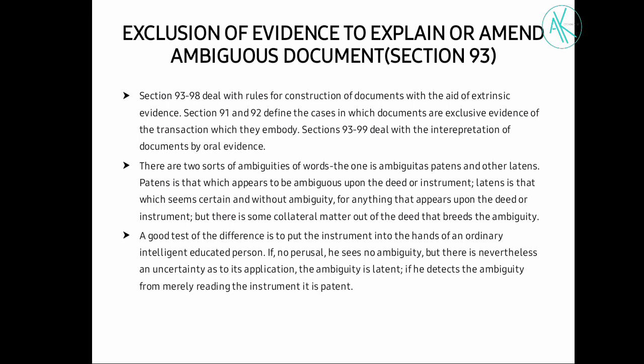There are two sorts of ambiguities of the words. The one is ambiguous patent, another latent. Patent is that which appears to be ambiguous upon the deed or the instrument. Latent is that which seems certain and without ambiguity for anything that appears upon the deed or instrument, but there is some collateral matter out of the deed that breeds the ambiguity.